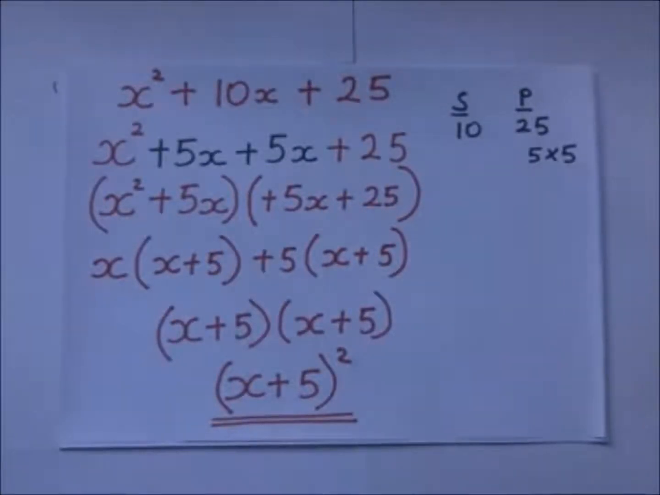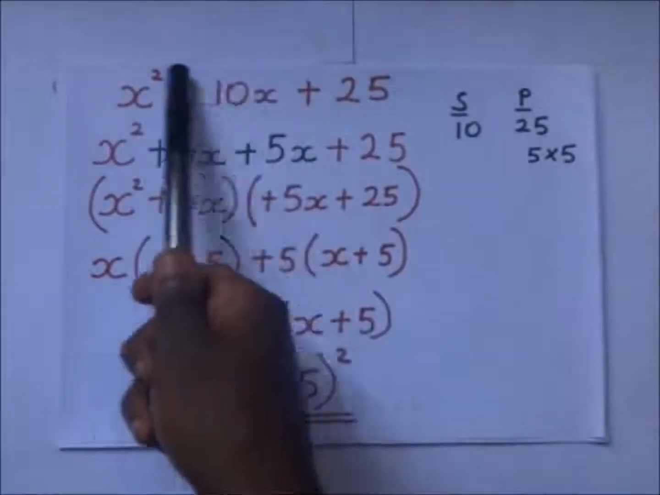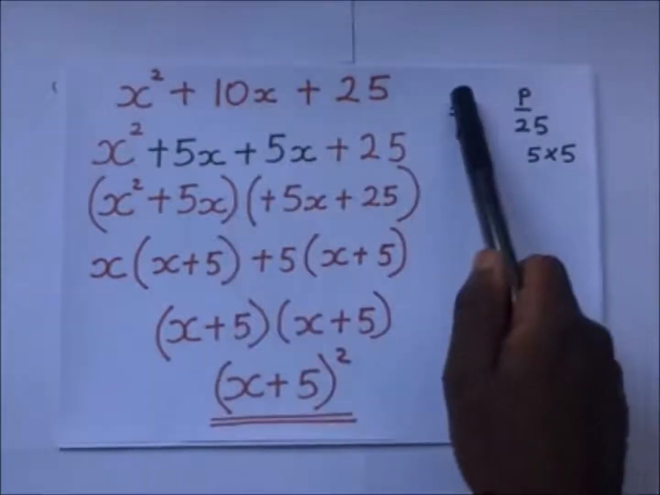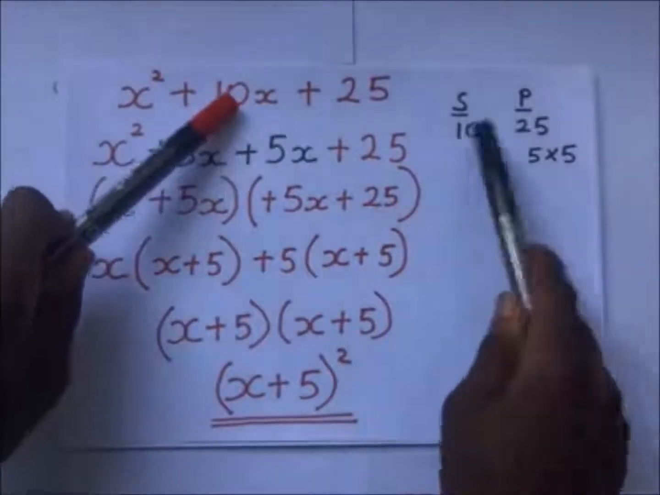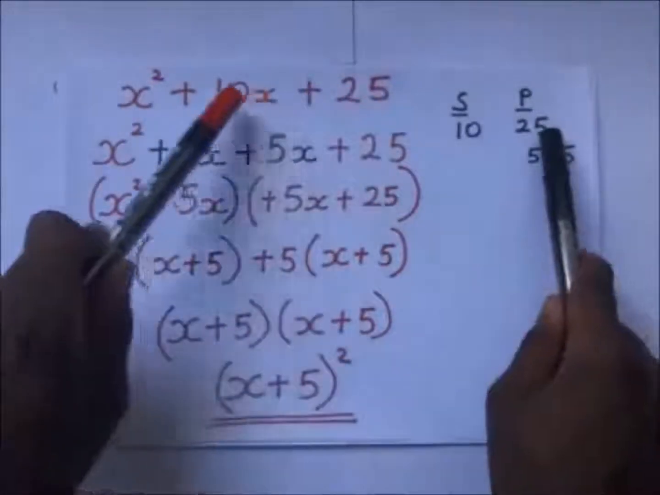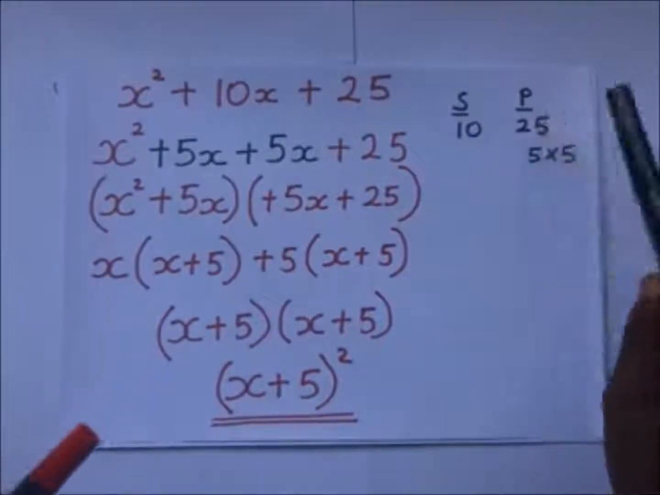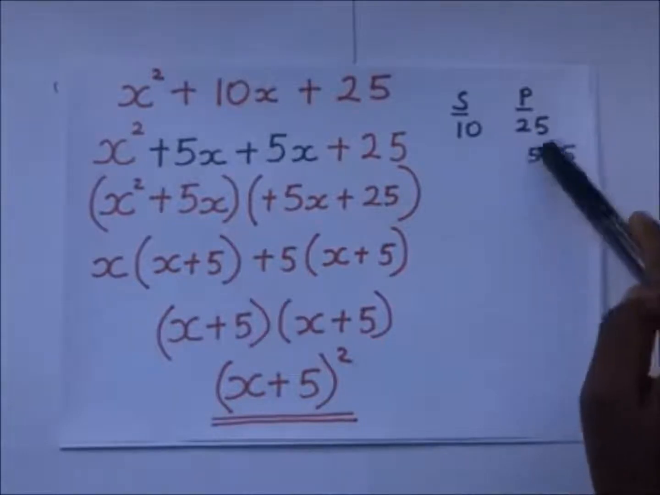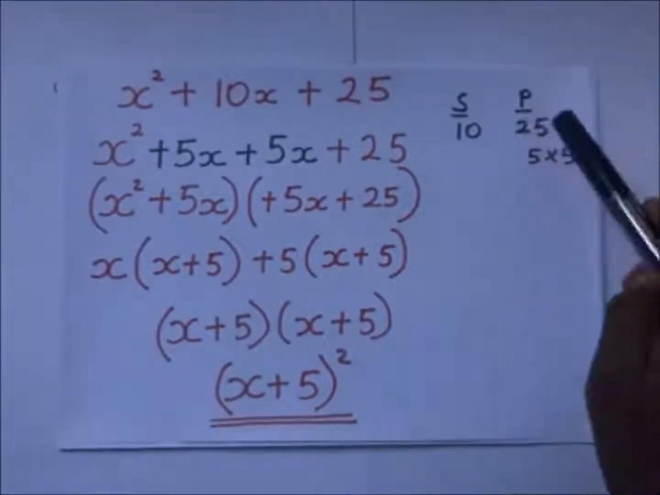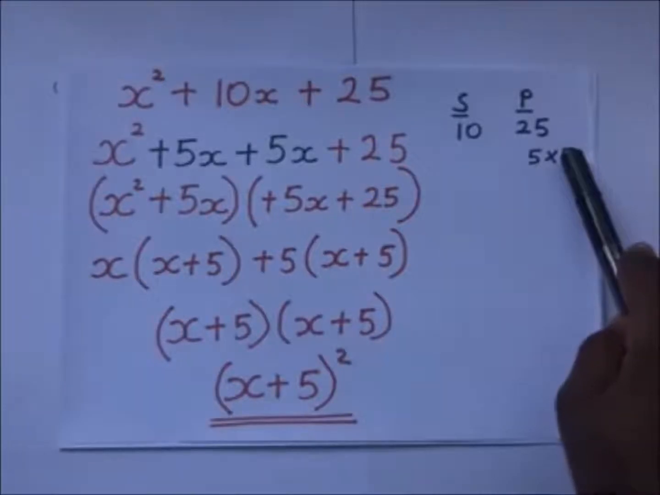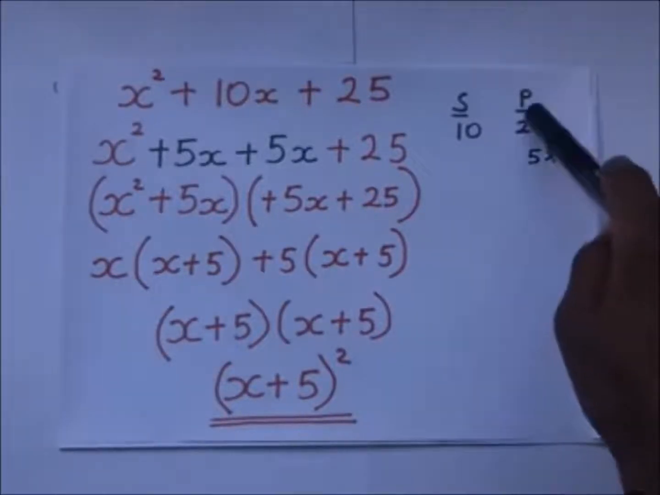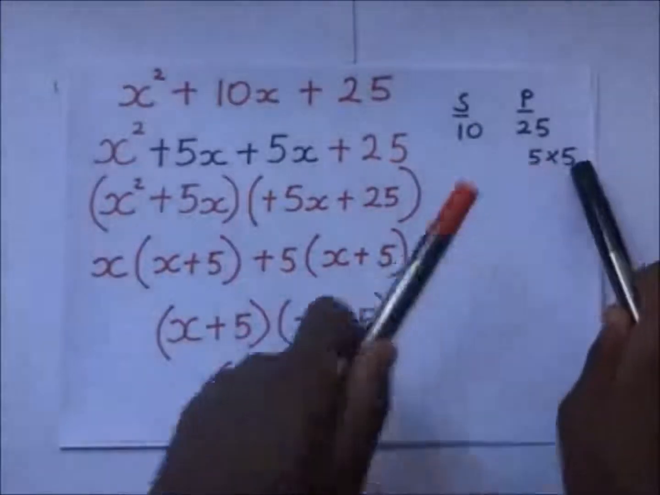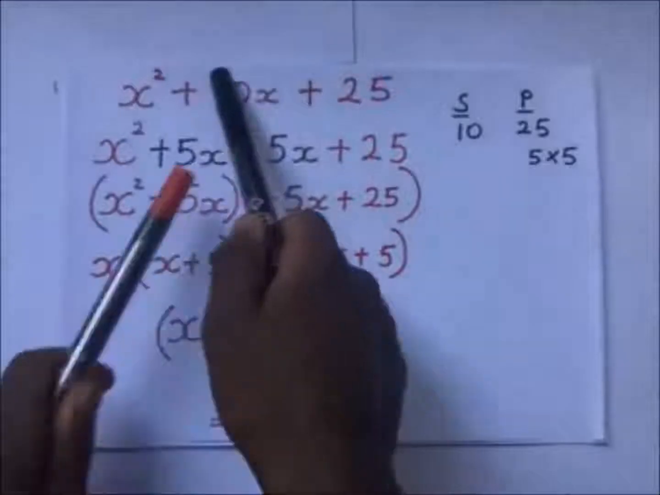If you look at that number here, if we are to factorize this number like we've been doing in our previous videos, we are supposed to get two numbers giving us a sum of 10 and a product of 25. And where do we get these two numbers? We get these two numbers from the factors of 25. One of the factors of 25 is 5 times 5. 5 times 5 gives us 25, and 5 plus 5 gives us 10.